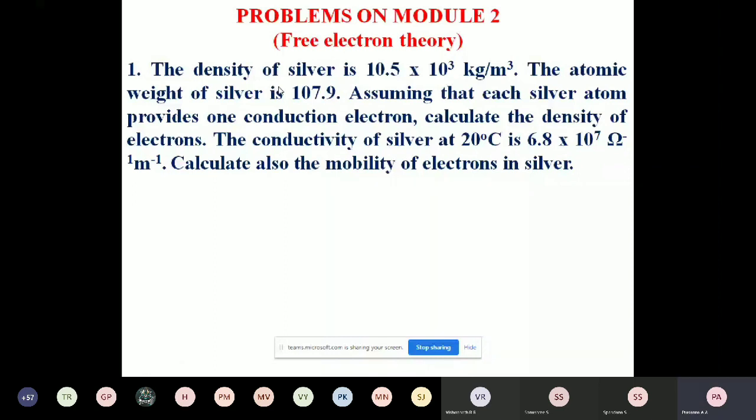Let me read the problem once. The density of silver is 10.5 × 10^3 kg per meter cube. The atomic weight of silver is 107.9. Assuming that each silver atom provides one conduction electron, calculate the density of electrons. The conductivity of silver at 20 degrees centigrade is 6.8 × 10^7 ohm per meter. Calculate also the mobility of electrons.